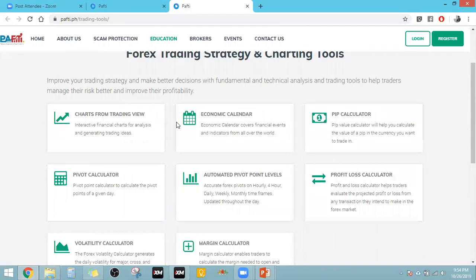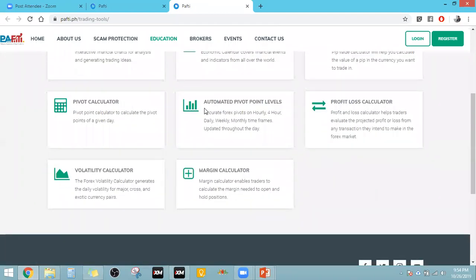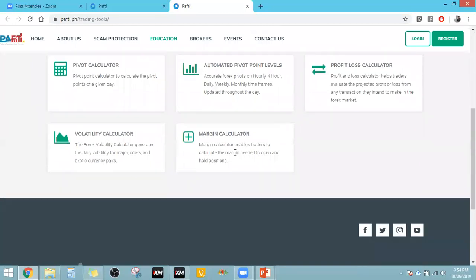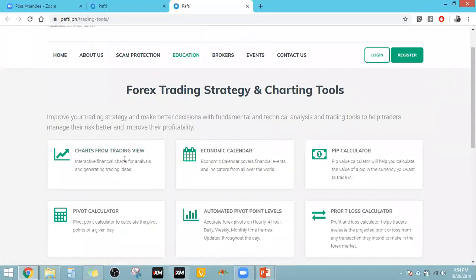Anyway, so we have a lot of things here. We have our economic calendar here, PIP calculator, profit loss calculator, automated pivot point levels, pivot point calculator, volatility calculator, margin calculator. And we even have our charts from TradingView. So, pag binuksan nyo yan, it will lead you to your own charts with TradingView. You have full access to any currency pair that you want to see. So, for example, wala ka sa MT4 mo nun, hindi mo ma-analyze na maayos, pwede mo gamitin yung TradingView. Okay? So, we actually have a lot of things there.